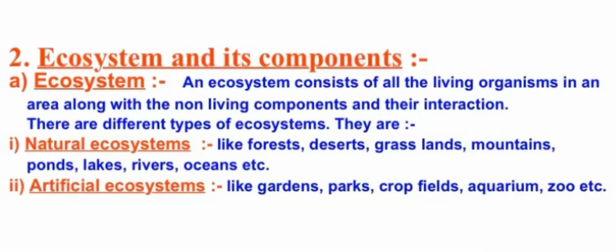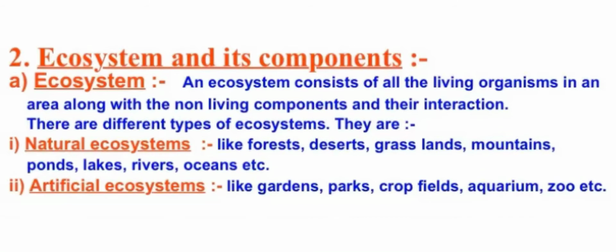Now next is the ecosystem and its components. So first of all, what is an ecosystem? An ecosystem consists of all living organisms in an area along with non-living components and their interaction. We know that all living organisms such as plants, animals, microorganisms and human beings, as well as the physical surroundings, interact with each other and maintain a balance in nature. All the interacting organisms in an area together along with non-living constituents of the environment form an ecosystem.